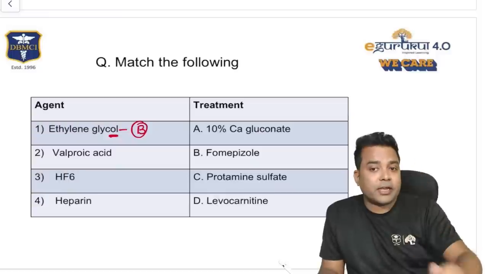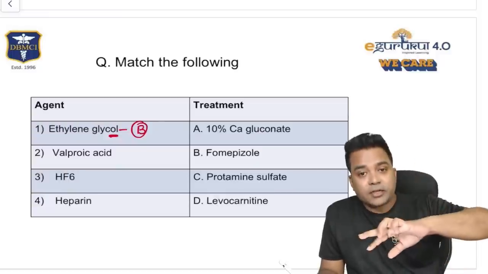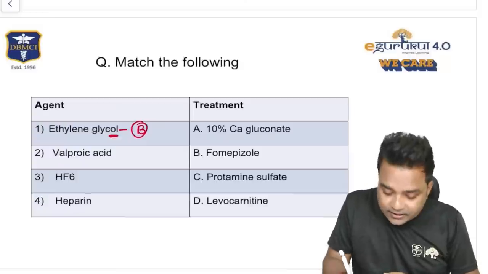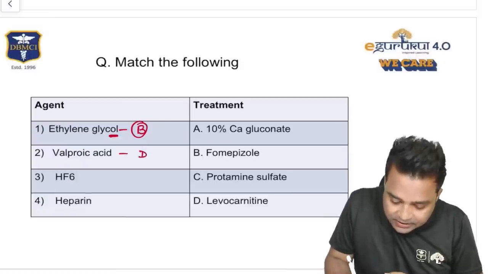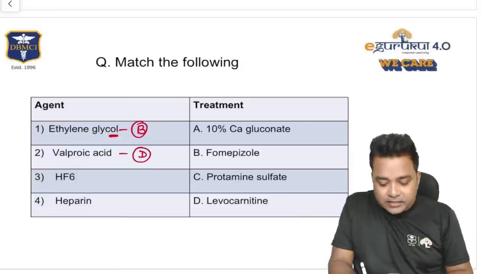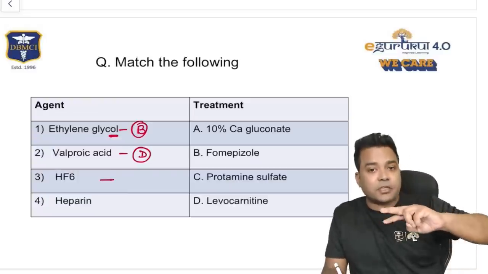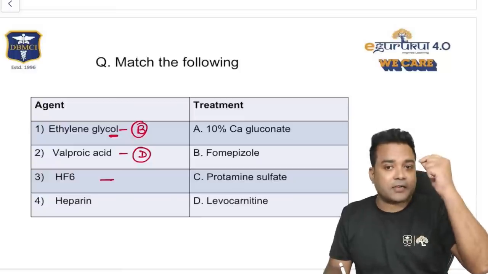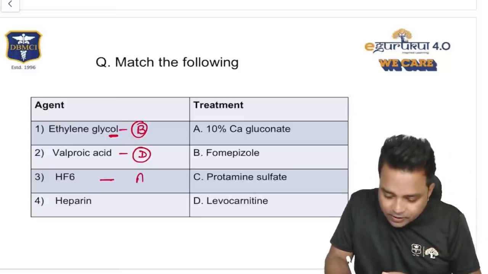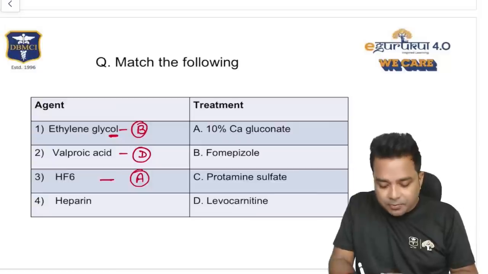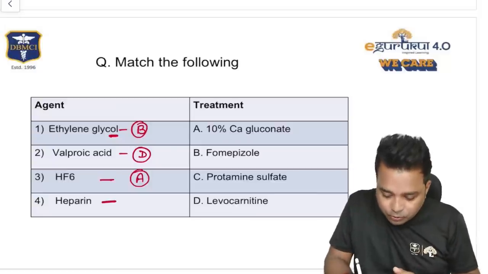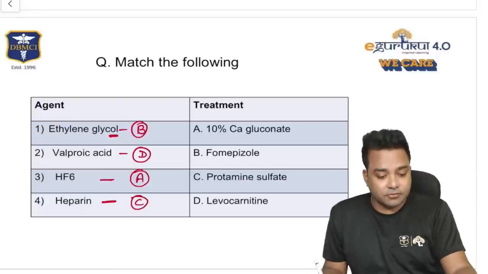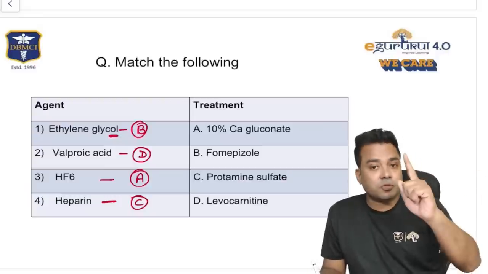Come to valproic acid. Valproate leads to increased levels of ammonia in the body. So, yes, levocarnitine is beneficial there. So I can match this with D. HF is hydrofluoric acid, which gives rise to hypocalcemia and hypomagnesemia. If I remember this fact, yes, I can match this with 10% calcium gluconate. And heparin antidote is protamine sulfate. Unfractionated heparin antidote is protamine sulfate. This we all know. Okay, so this was a simple match the following.